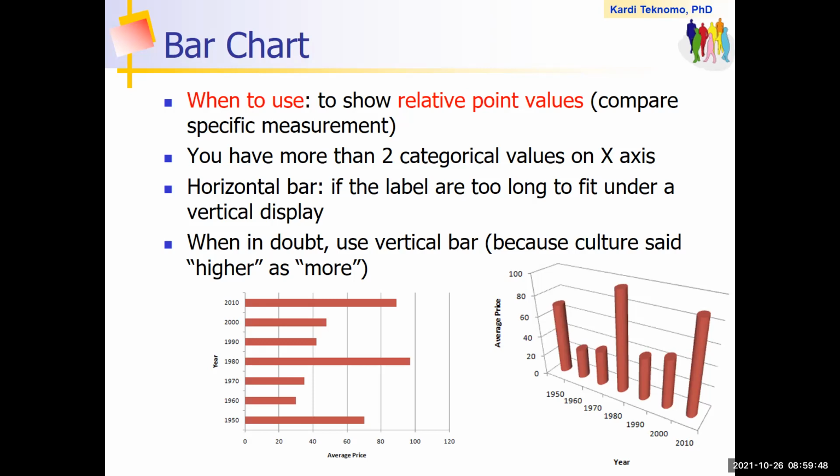Now, bar chart can be vertical or horizontal, right? So you use horizontal bar chart if the labels are too long to fit under the vertical display. Okay, so which one is better, horizontal or vertical? When you are in doubt, use vertical. Why? Because of the culture. Okay, saying that higher means more.